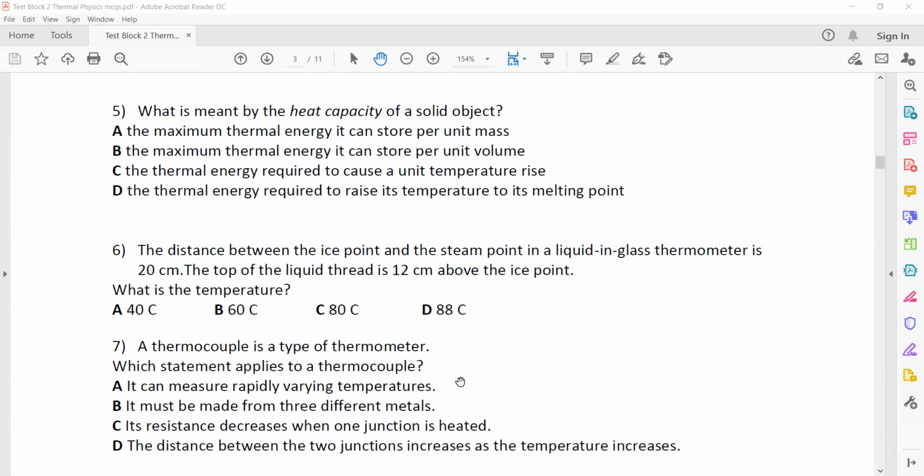What is meant by heat capacity of a solid object? So, the definition of heat capacity: the maximum thermal energy stored per... because the heat capacity, or thermal capacity, is energy divided by change in temperature. So that's wrong, it's not about mass. Maximum energy per unit volume, that's wrong. Thermal energy required to cause a unit rise in temperature, that's true. This is the amount of energy required to change the temperature of a given mass by 1 degree centigrade or 1 Kelvin.